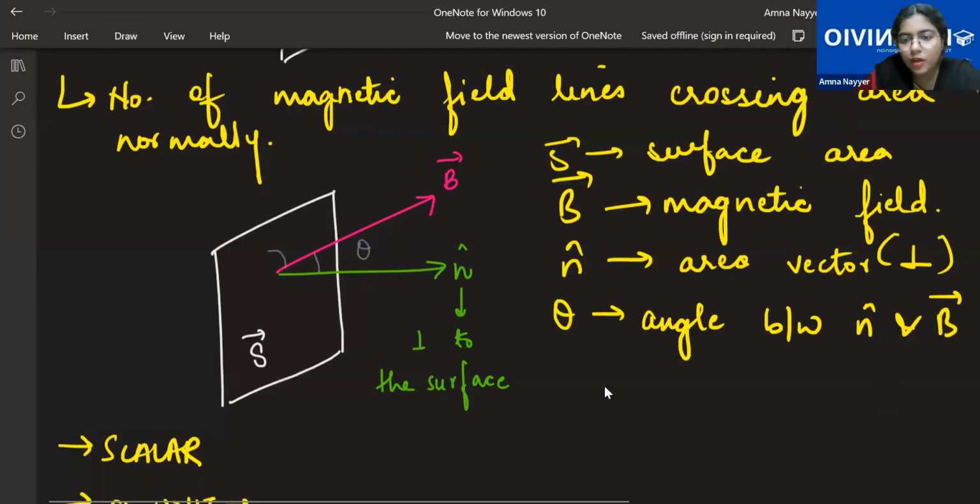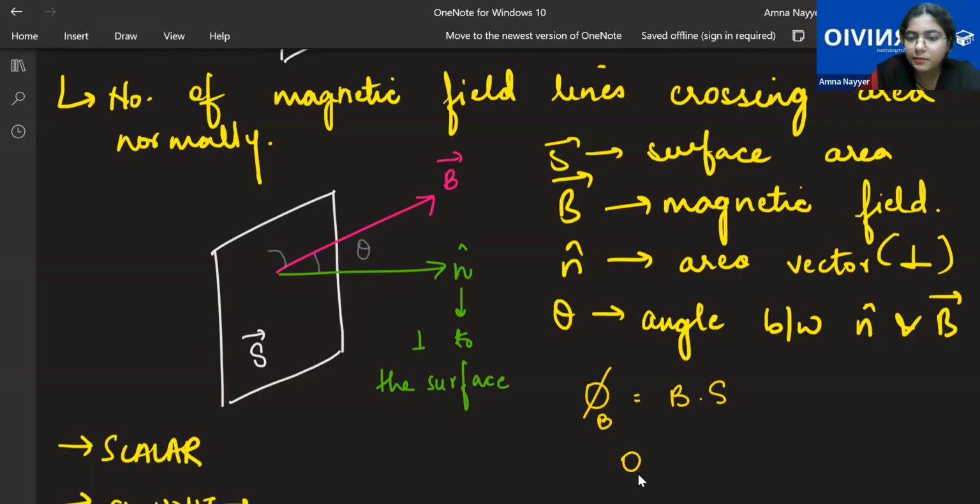Now coming to the formula of magnetic flux, very easy. This is B dot S, dot product. So definitely the resultant will be a scalar. In class 11th, I think Ali must be remembering it. We did that when you use dot product, then the resultant is always a scalar, whether you are using vectors or anything else.